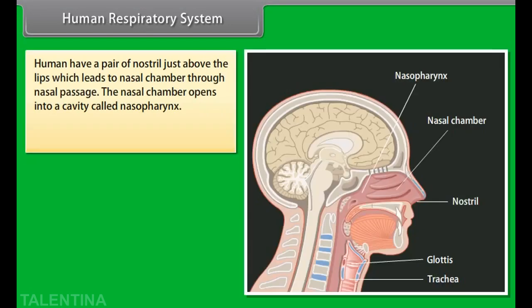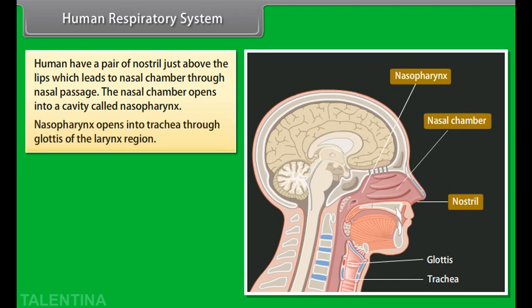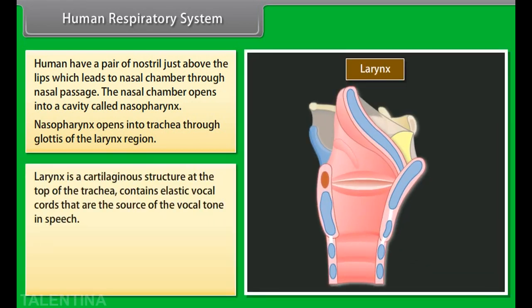Human respiratory system. Humans have a pair of nostrils just above the lips which leads to nasal chamber through nasal passage. The nasal chamber opens into a cavity called nasopharynx. Nasopharynx opens into trachea through glottis of the larynx region. Larynx is a cartilaginous structure. The top of the trachea contains elastic vocal cords that are the source of the vocal tone in speech.